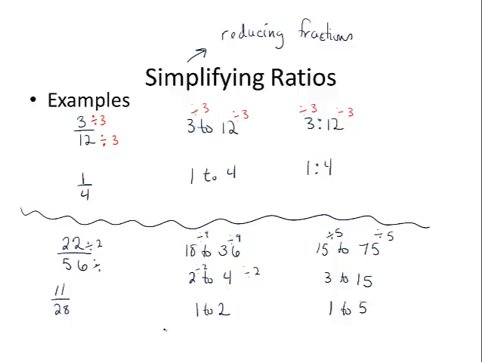Simplifying the ratios, the whole point of doing that, the answer always needs to be in simplest terms, but also if you're working a problem and you simplify the ratio first, then you're working with smaller numbers. It's much easier to work with 1 and 2 than 18 and 36. So if you simplify first, it makes your math easier.